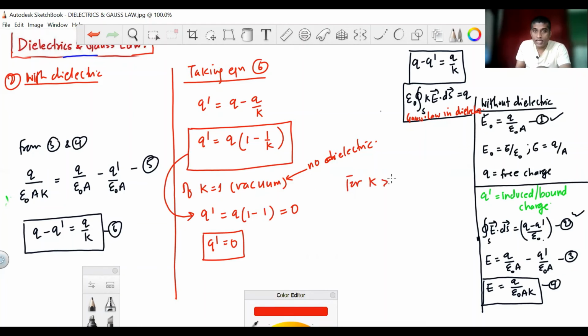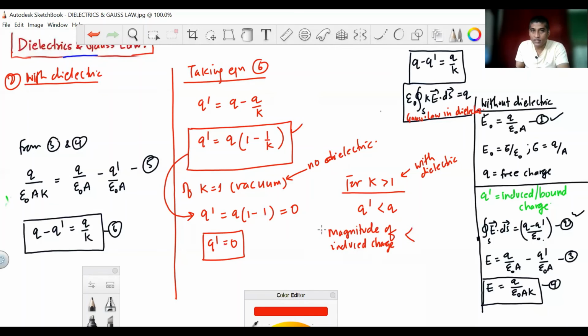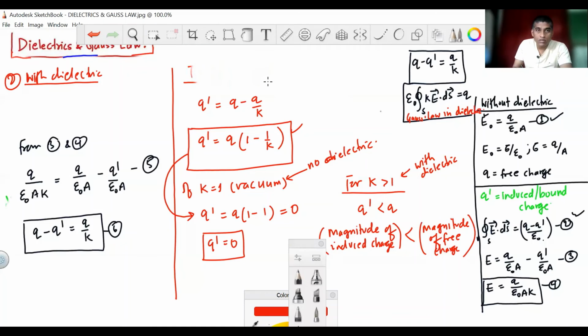And for K greater than 1, that is with dielectric between the plates, from this relation we get Q dash less than Q. So it indicates that the magnitude of the induced charge is less than the magnitude of the free charge. So this is to be noted. We always have the magnitude of bound or induced charge less than the magnitude of free charge. So we need to understand this. So I'm erasing this.